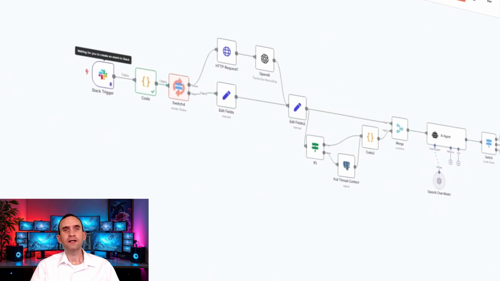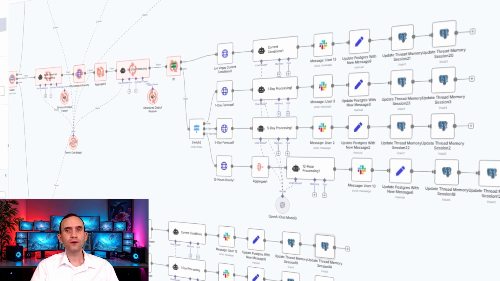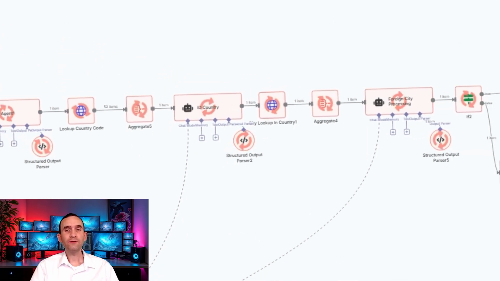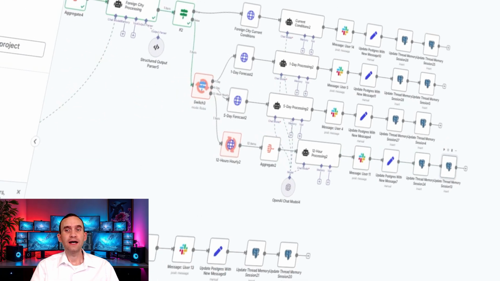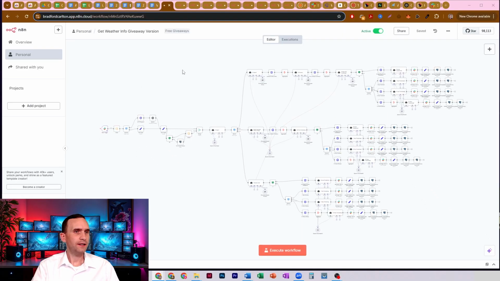With this workflow, you can have your very own weather bot that pulls the weather from anywhere in the world and gives you current conditions, 1 day, 5 day, and 12-hour hourly forecasts absolutely free using the free AccuWeather weather service. All right, and let's just quickly take a look at how this works.